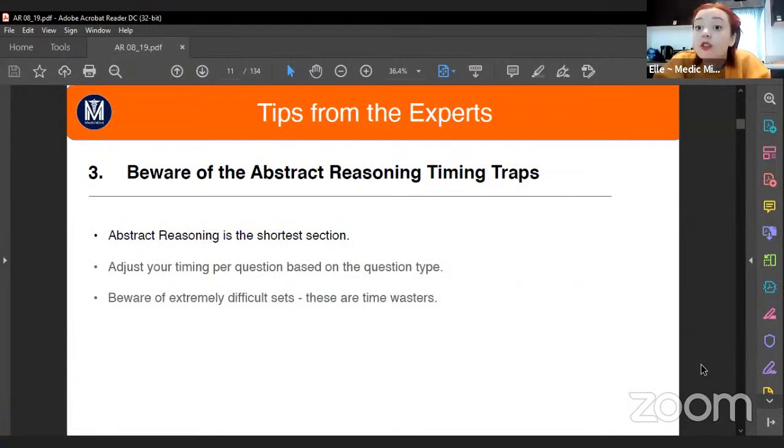Something to be aware of is timing traps. So there will be some questions that are genuinely just so much harder than the others. And this isn't just in abstract reasoning, this is in all parts of the UCAT. So for those questions that are so much harder than the others, you do want to put in a guess and flag that question and come back to it at the end. I say put in a guess just in case you completely run out of time and don't come back to it, because then at least you've got a certain chance of getting that correct. But you want to try and come back to it.